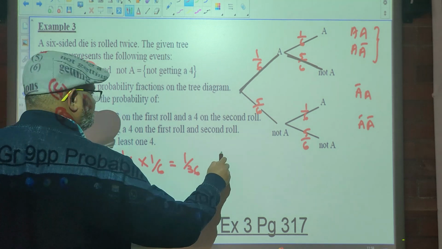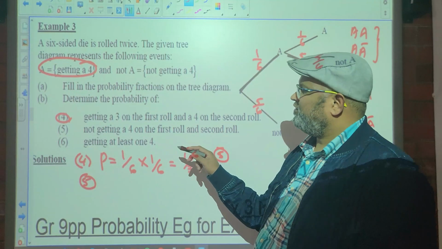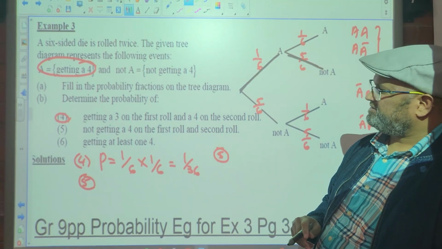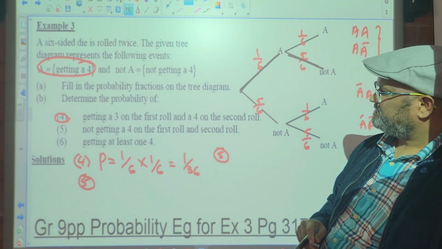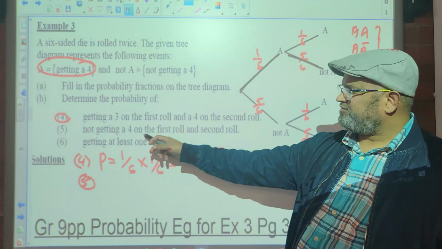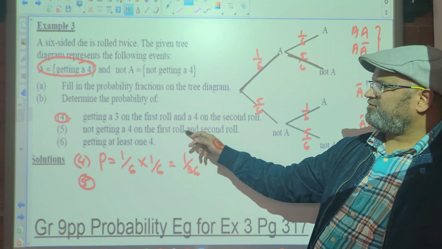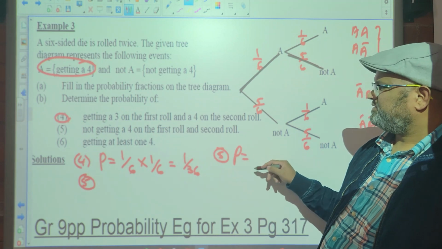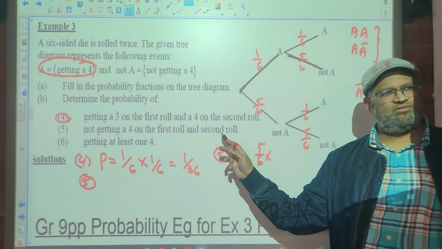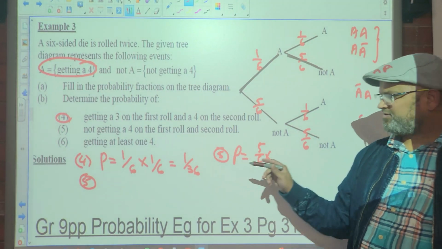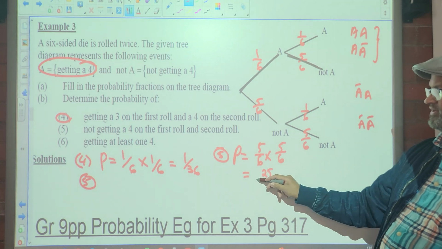Number 5. Not getting a 4 on the first row. What's the probability of not getting a 4 on the first row? 5 out of 6. And on the second row? 5 out of 6. Give me an answer. 25 over 36.